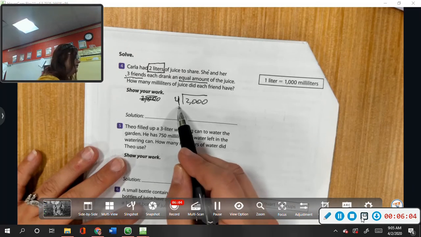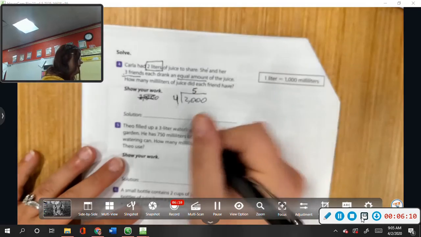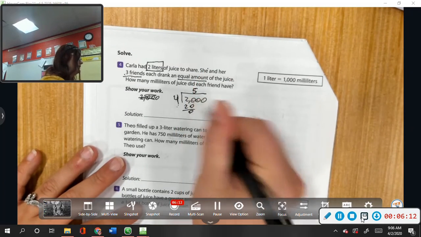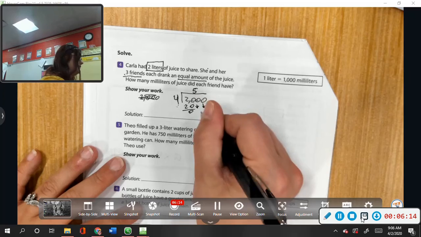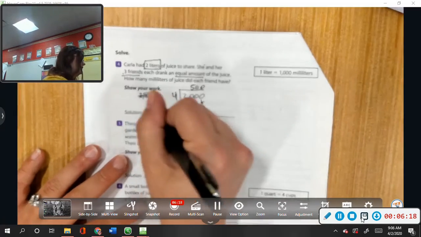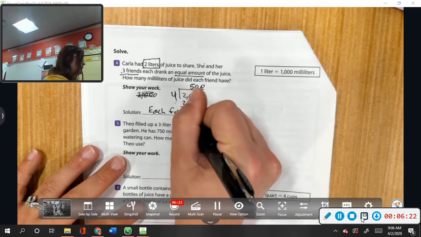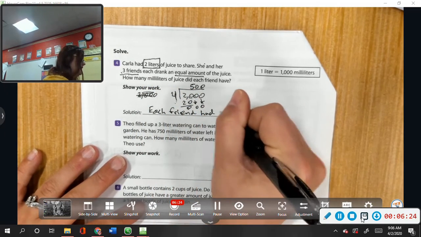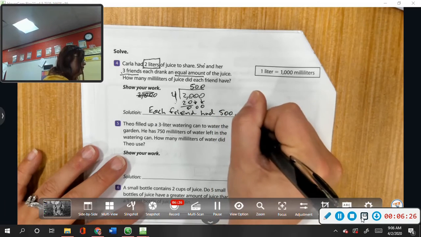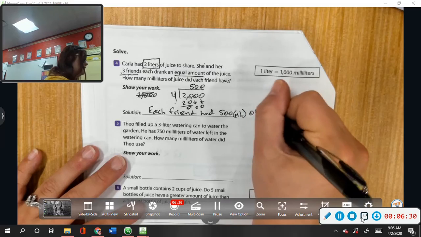Let's divide it out. 4 can't go into 2, so we're going to go to the next place value. 20 divided by 4 is 5. 5 times 4 is 20. Zero it out, and then we just got to bring these zeros down. Boom. Each friend had 500 milliliters of juice. Make sure you put that unit of measurement in there.